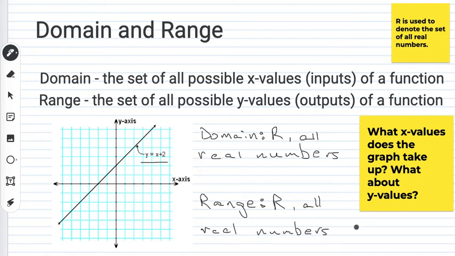You're always thinking of which x values does the graph take up, which inputs can be put into the function, what is the function defined for. All those questions will help you figure out what the domain is. And when you think about y values, you're thinking about what are the outputs of the function, and that is going to be the range.